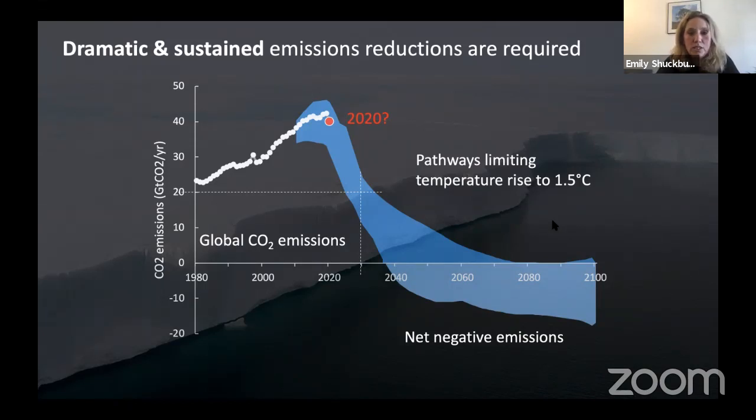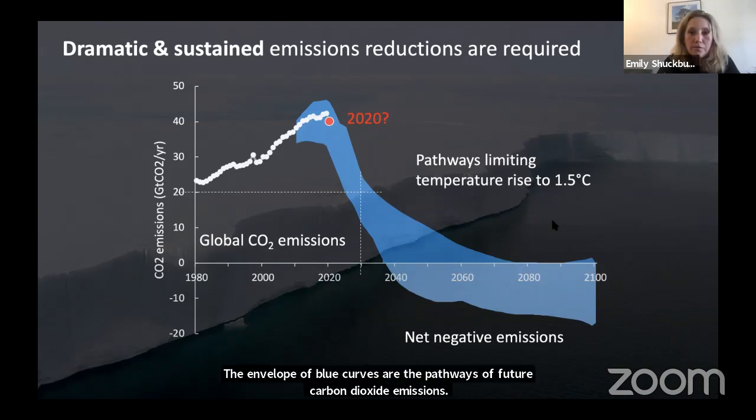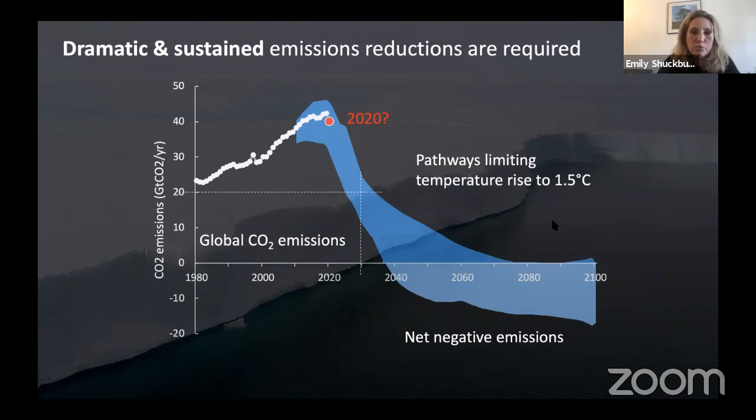But what's critically important is that envelope of blue curves that you see on there. That envelope of blue curves are the pathways of future carbon dioxide emissions that the IPCC, the Intergovernmental Panel on Climate Change, suggested in their report of almost 2 years ago, 18 months ago, would be broadly consistent with a reasonable chance of keeping global temperature rise below 1.5 degrees of warming. And just to recap again, we're currently at around 1.1 degrees of warming compared to pre-industrial times.